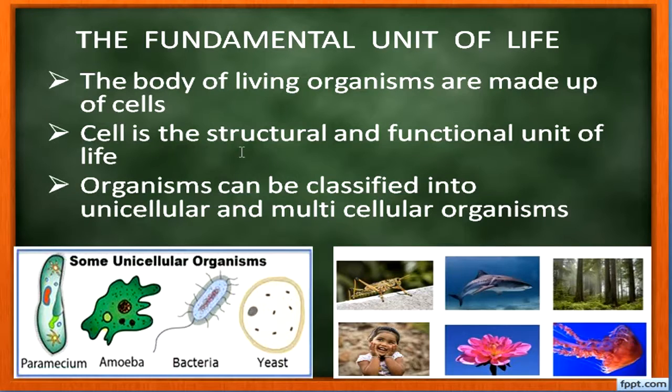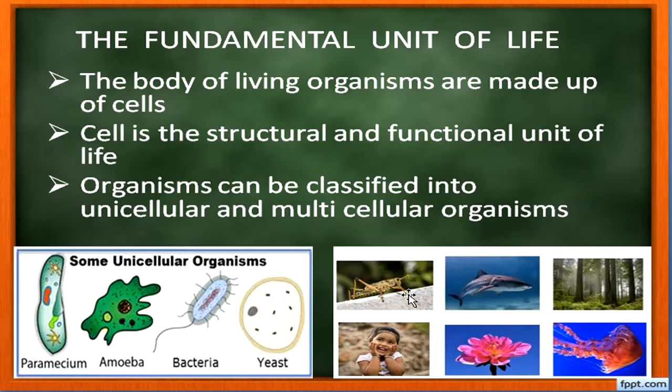And the cell is a structural and functional unit of life. Organisms can be classified into unicellular and multicellular organisms. Certain organisms possess only one cell and certain organisms possess many cells. Those organisms which possess only one cell, such as paramecium, amoeba, bacteria and yeast, are called unicellular organisms. The word uni refers to single, one.